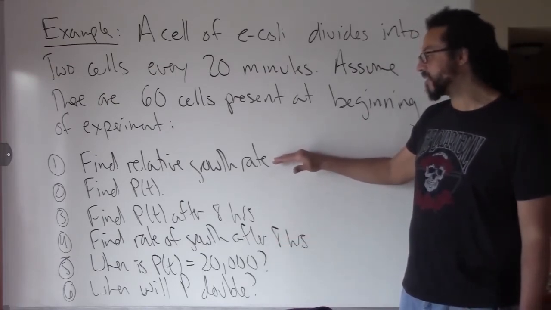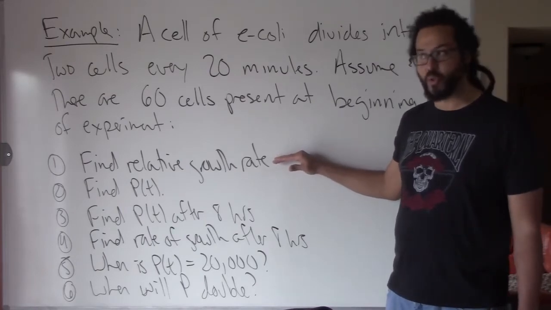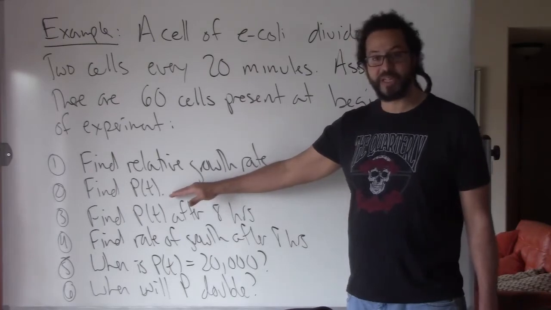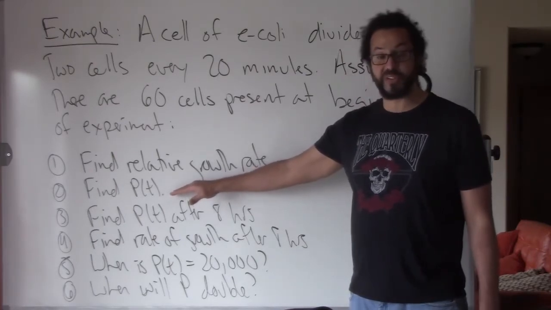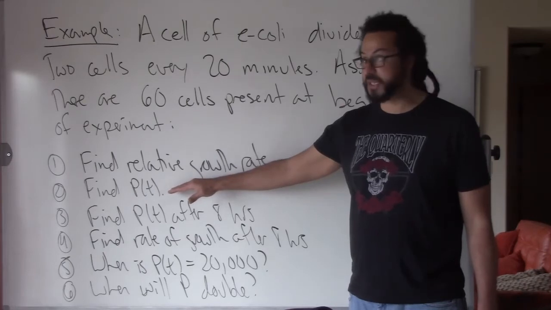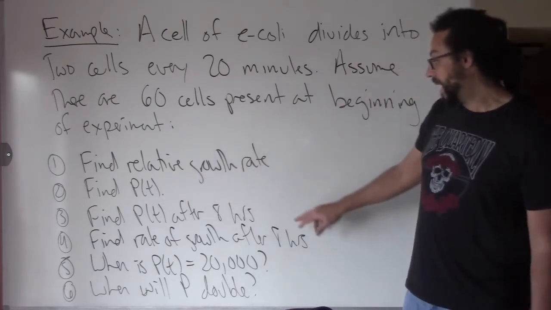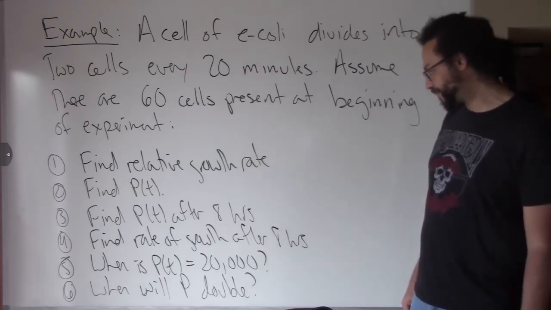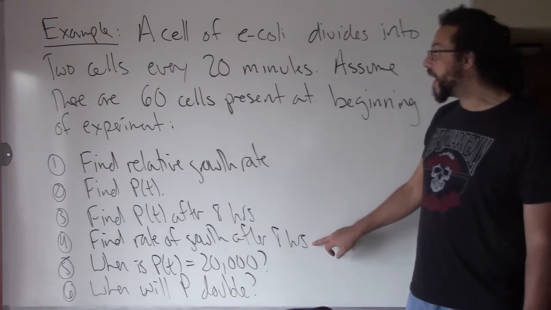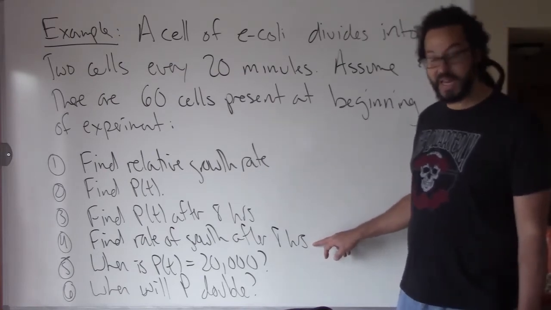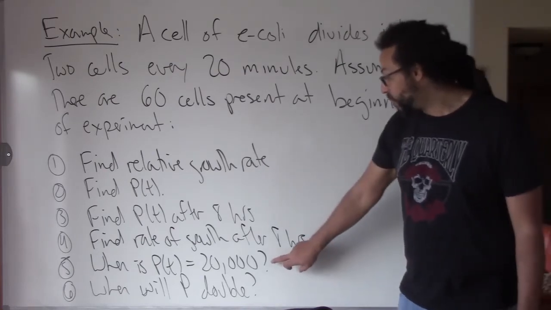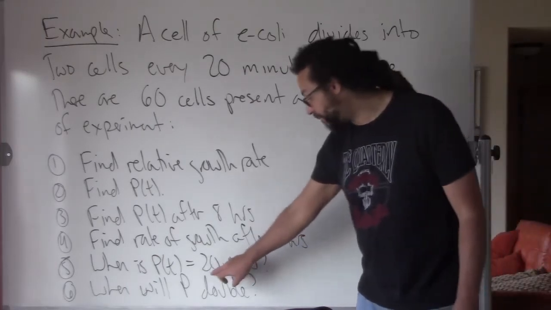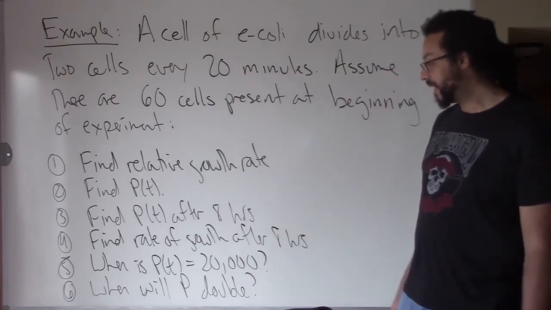So we want to do these 6 things. First, find the relative growth rate. So that's find the growth constant k. Second, we want to find an expression for P of t. We already know most of it. We just need to fill in a couple of the variables, I guess. And then third, we want to find the size of the population after 8 hours. Fourth, we want to find the rate of change of the population after 8 hours. And then we want to know when the size of the population will reach 20,000.